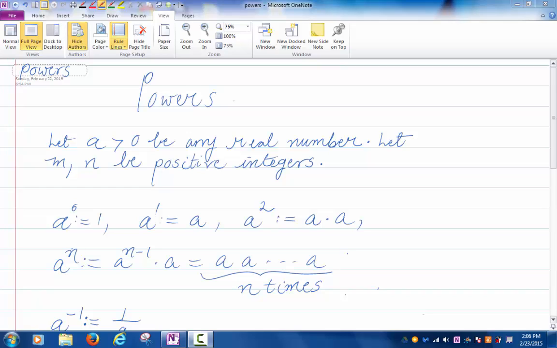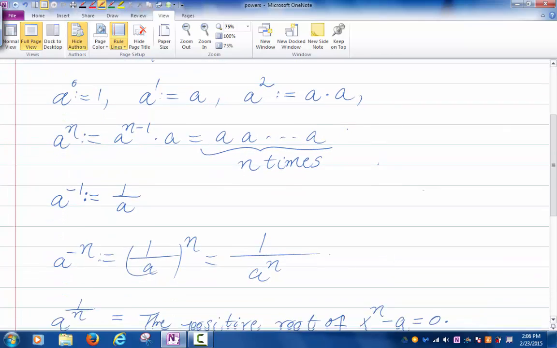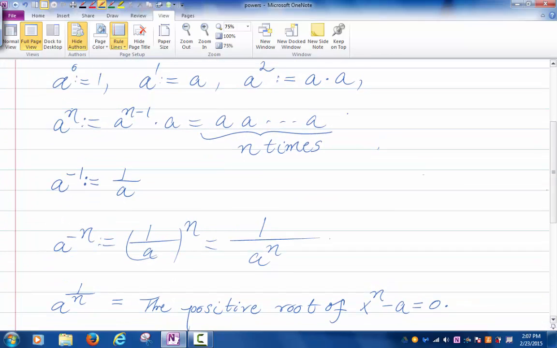Powers. Let a be a positive real number, and let m and n be any positive integers. I want to once and for all talk about what it means to raise a to different exponents. So what do we mean by a to the power 0? It means 1. What do we mean by a to the 1? It means a. What do we mean by a to the 2? It means a times a.